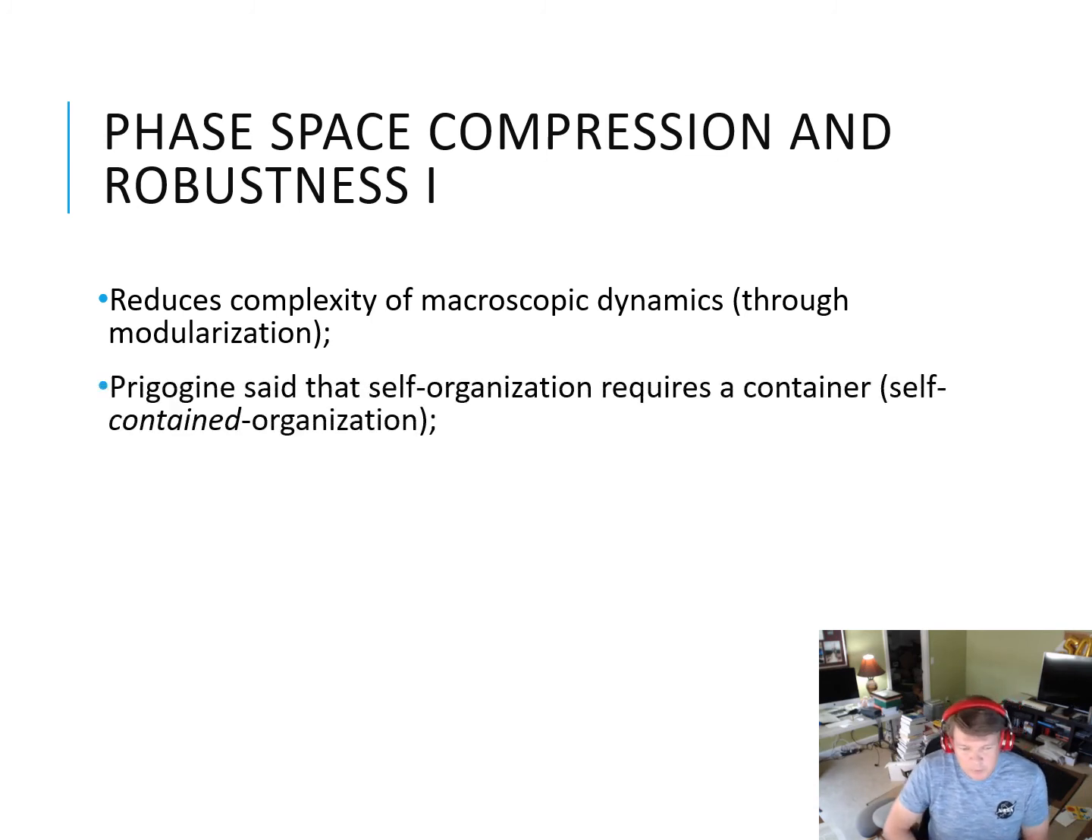And Prigogine, a very well-known nonlinear dynamicist, talked about self-organization requiring a container, self-contained organization. And this is a critical idea in complexity, that the complexity has to be constrained to some extent. Otherwise, you won't get self-organization. You just end up with a chaotic mess. So the emergence of modularity, the emergence of these walls of constancy, are essential for self-organization to occur. Without that, we have chaos essentially.